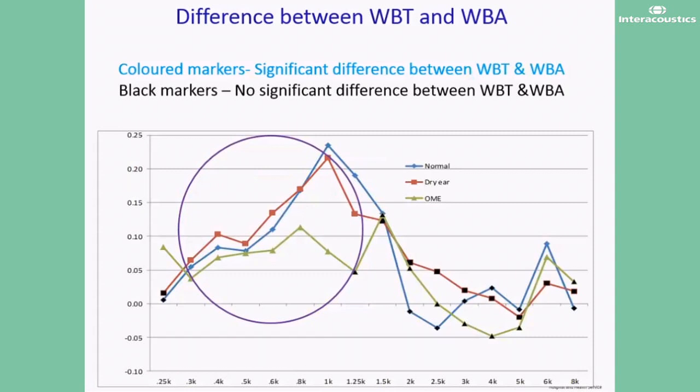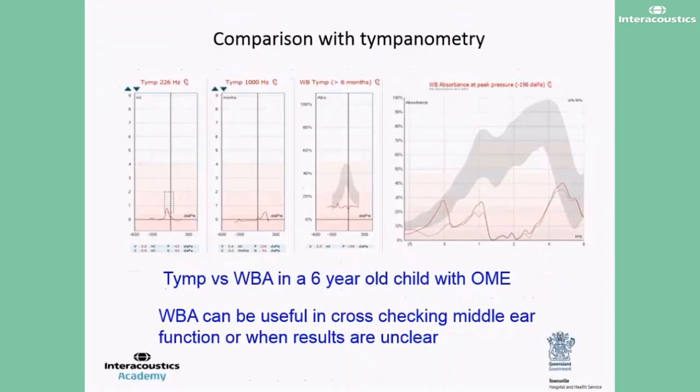Another example is when we compare with tympanometry. Now let's look at this example here. Although tympanometry and wideband absorbance are direct tests of middle ear function, wideband absorbance is reported to have better diagnostic accuracy at identifying middle ear effusion in children. In this example, taken from a 6-year-old child with OME, the 226 Hz tympanogram shows an A-type tympanogram with normal middle ear pressure and compliance.